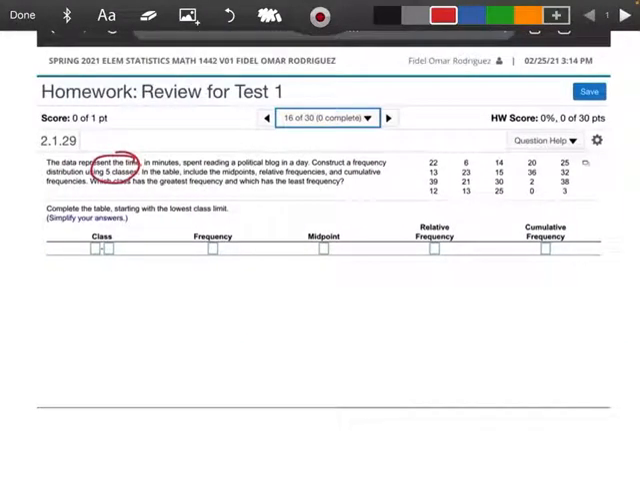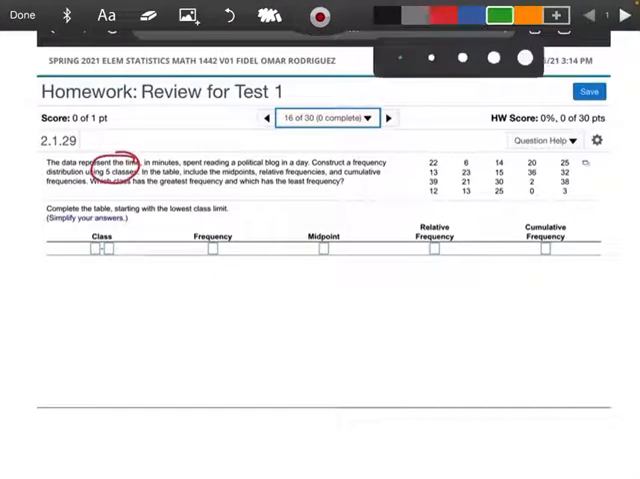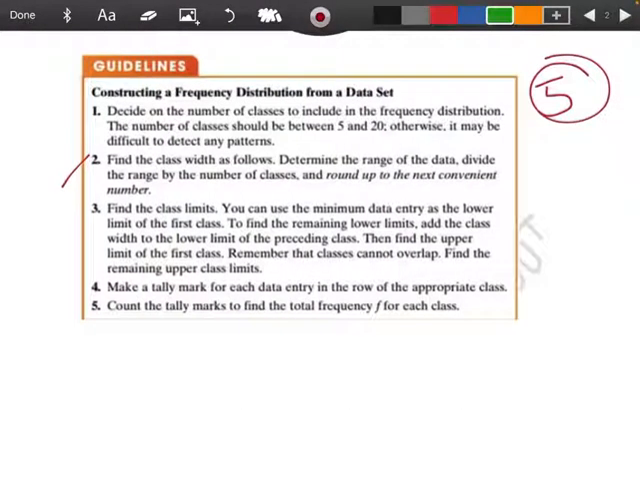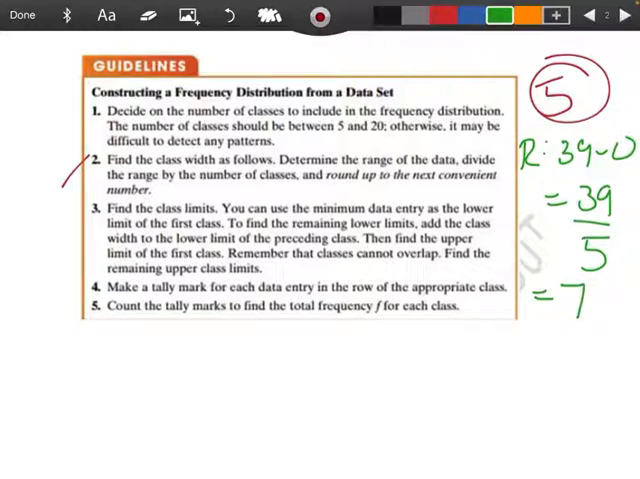So let's first find the range. So the range here, I got to take my biggest number and my smallest number. So I know my smallest number appears to be 0, okay? And my biggest number looks like it's 39, okay? So we're going to say the range is going to be 39 minus 0, which is still 39, okay? And then we're going to divide this number by 5. So when I take 39 and divide it by 5, I'm going to get 7 point something, right?